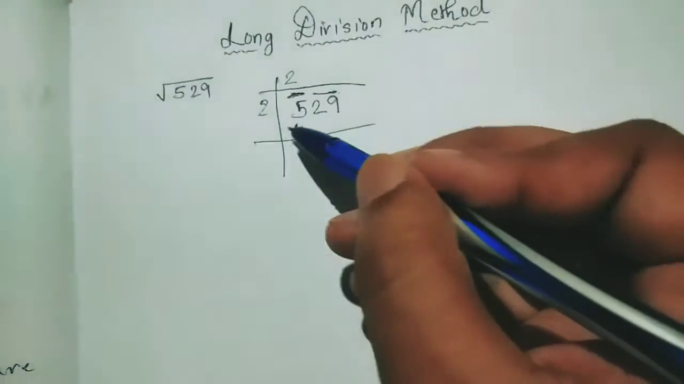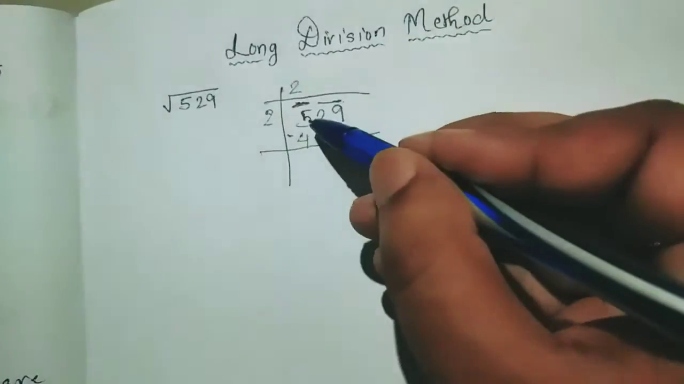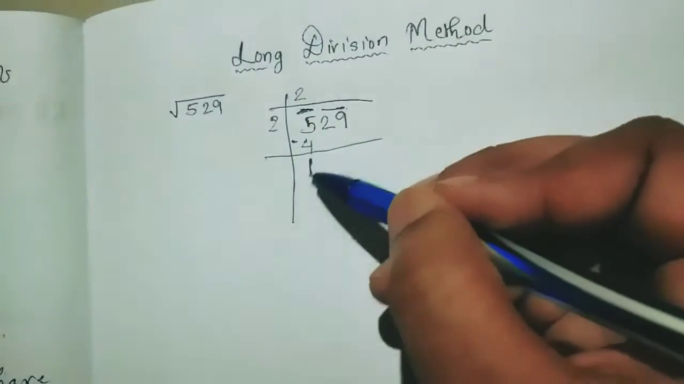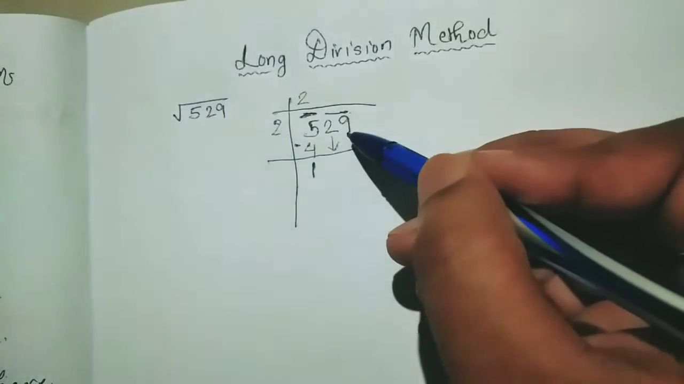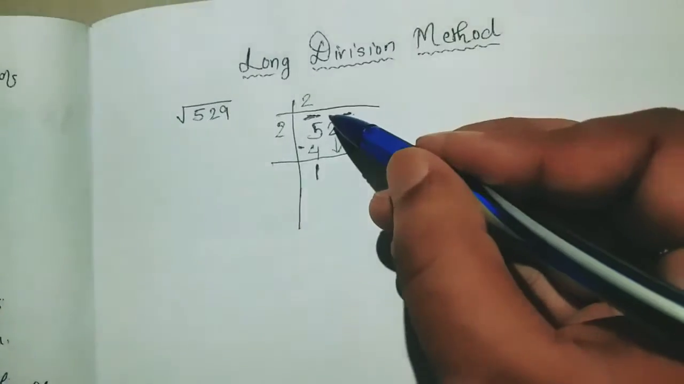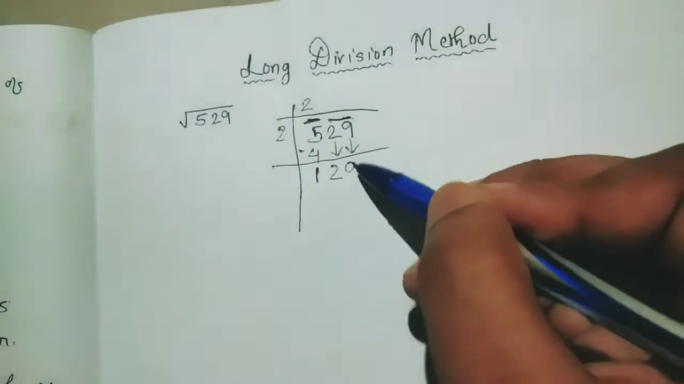Then give this line. Now you have to subtract. 5 minus 4 is 1. Okay. Now what will happen? In our normal division, one number comes down. But here both the numbers together will come down because they are in a pair. That's why they will come down together. Now you have to write 29 here.